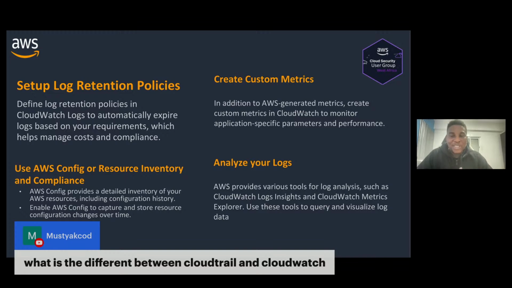Good question. What is the difference between CloudTrail and CloudWatch? Yeah, very good question. So CloudTrail is basically an activity monitor. That is what it does. It only monitors the activities of everything in AWS. It just keeps track of all your activity.